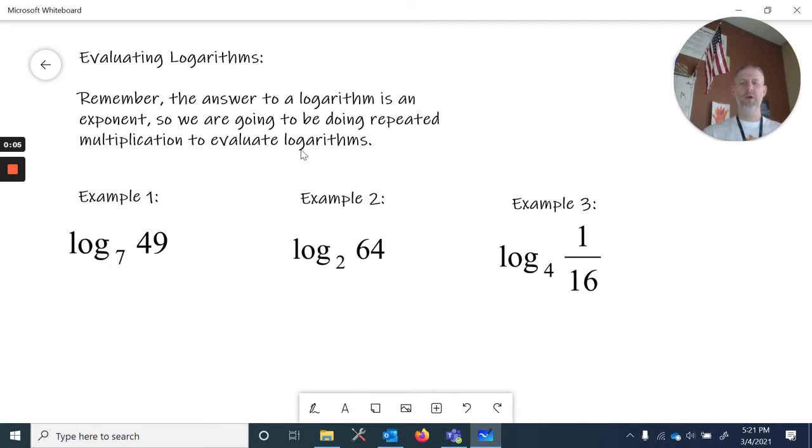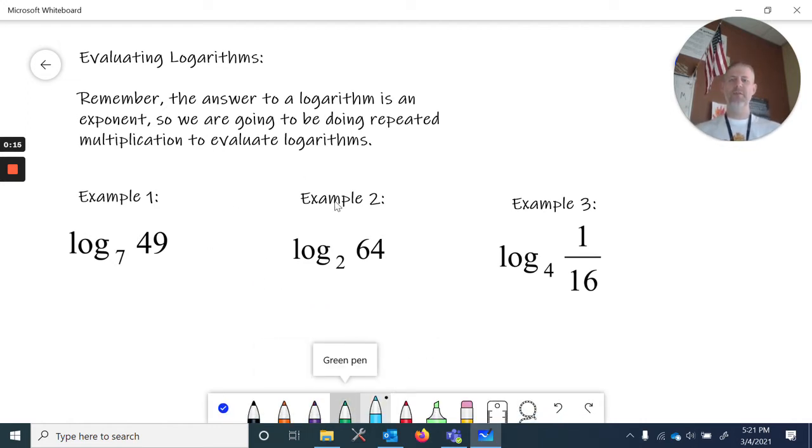In today's video, I'm going to talk a little bit about evaluating logarithms using mental math to get a basic understanding of how to calculate. Just remember, the answer to a logarithm is an exponent. And in a previous video, we talked about the parts: the base, the exponent, and the answer or argument. So you can go watch that video for some further information.